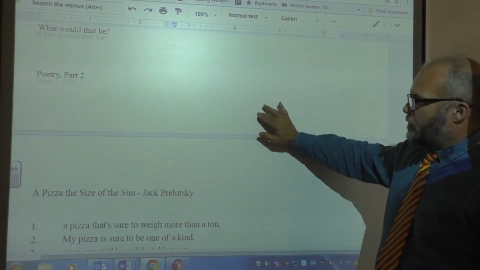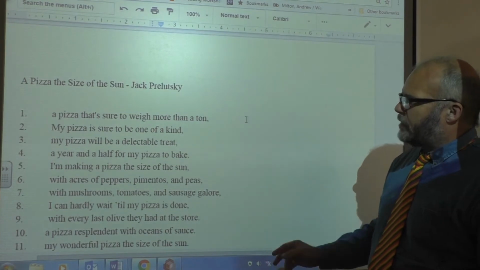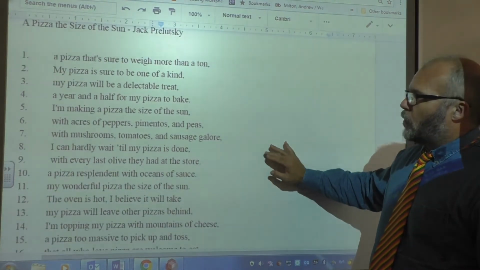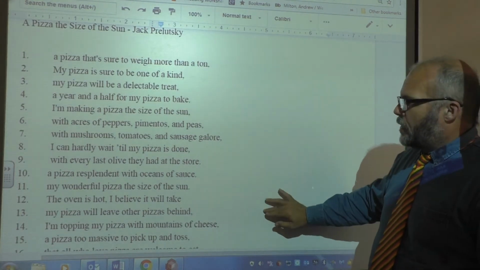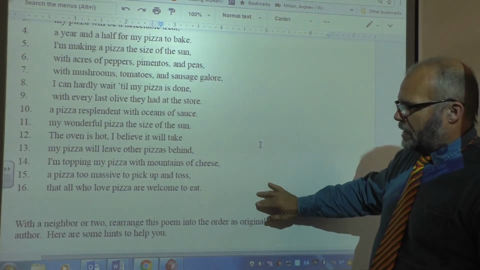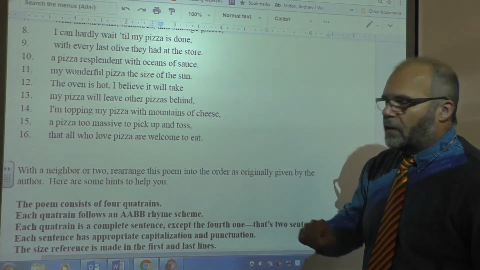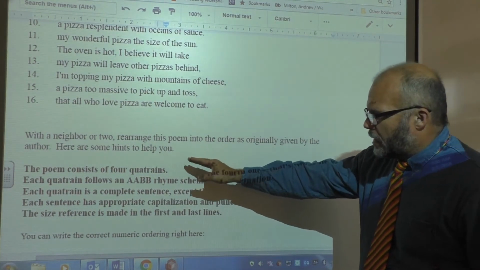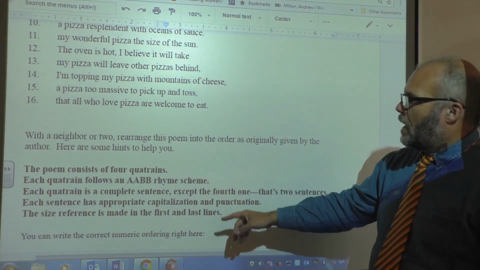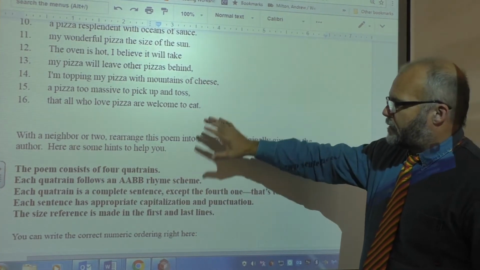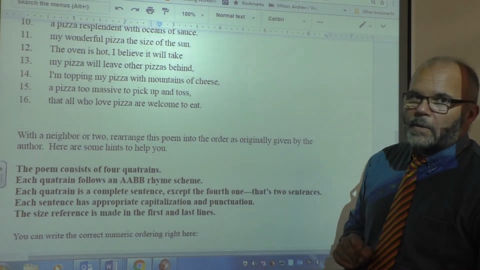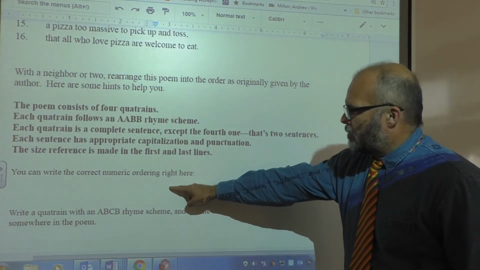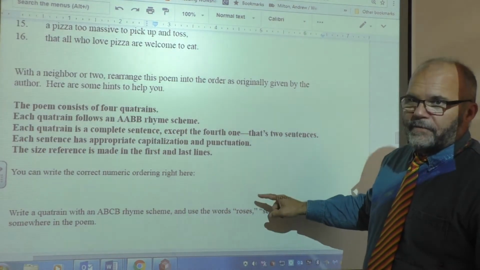Then we're moving on to poetry, part 2. We've done one of these. Here's another one. A poem rearranged or misarranged. Your job is to take those 16 lines and rearrange them. It says with a neighbor, but just do it on your own. Here are the guidelines for what the poem ought to look like. You can take those 16 sentences, follow these guidelines, and come up with a poem. So do that. Try that on your own. You can simply renumber them here if you'd like. You don't have to write them out.